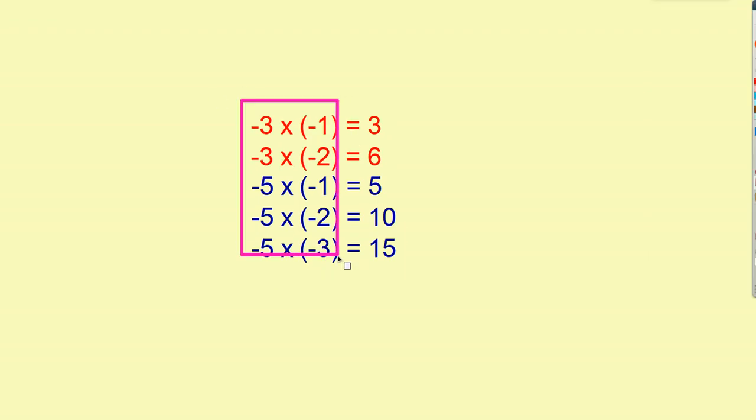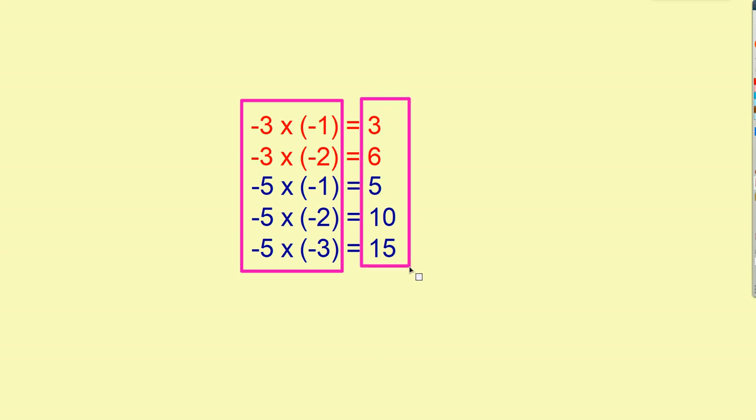Now look at the LHS. Here all are negative number into negative number. But look at the right hand side answer. These all are positive. That means when you multiply two negative integers, the sign of the product always will be positive.